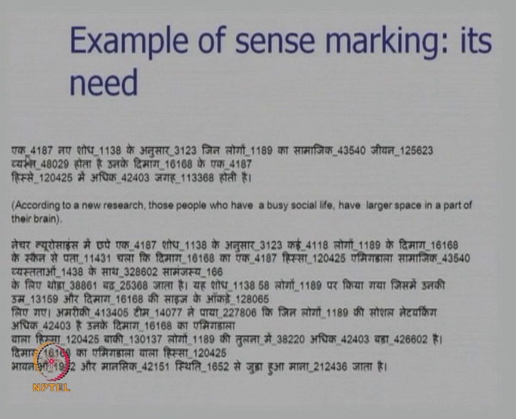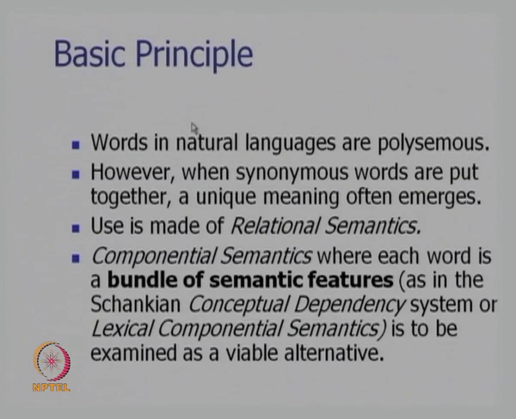All right. So, this is what is being shown in front of you, the Hindi sentences, their words and their sense identities. Now, we discuss the basic principle which is used in creating the Wordnet. So, first point to observe from which all this discussion started is that words in a natural language are polysemous. However, when synonymous words are put together, a unique meaning often emerges. So, this approach for disambiguation is the approach of relational semantics. Opposed to relational semantics is what is known as the componential semantics, where each word is looked upon as a bundle of semantic features. So, this is similar to the Schankian conceptual dependency framework or the lexical componential semantics framework. So, the competitor to Wordnet's basic principle, which is relational semantics, is componential semantics.